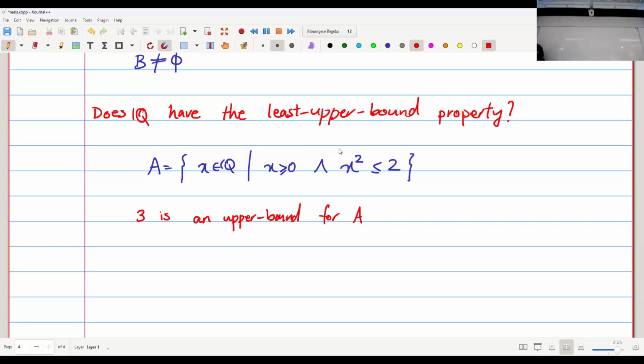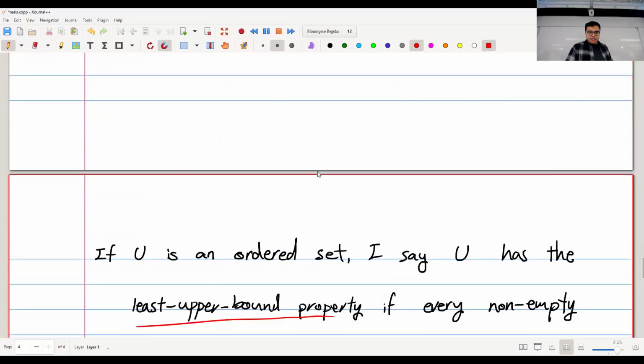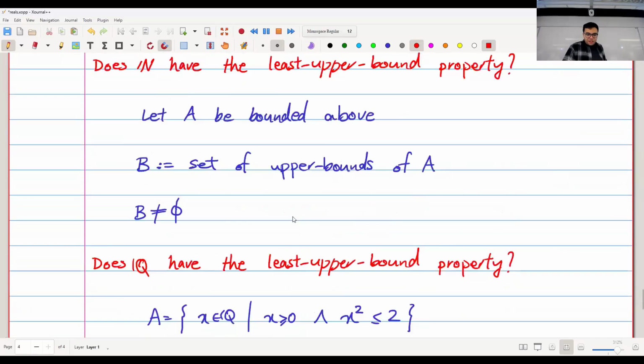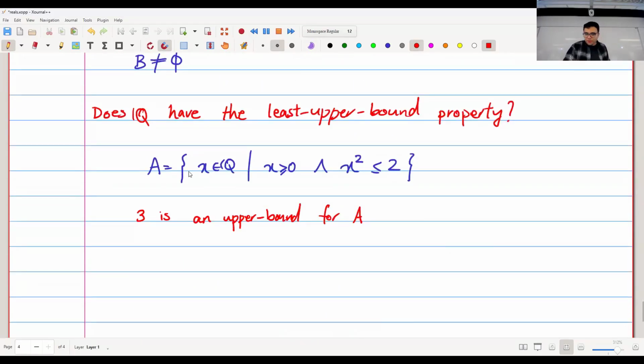Now, in that sense, again, Q has some holes in it. So this is going back to the same problem that I already saw with decimal expansions. So I've seen that I can write some infinite decimal expansions that are not in Q. And now I'm seeing that I have a bunch of sets in Q. I mean, this is one example, but you can create many more examples. I have a bunch of sets in Q that have upper bounds, but don't have supremums.